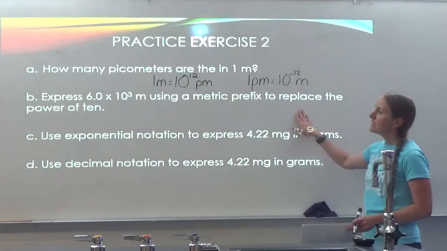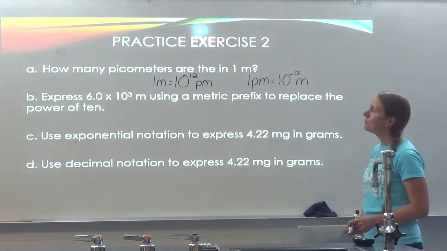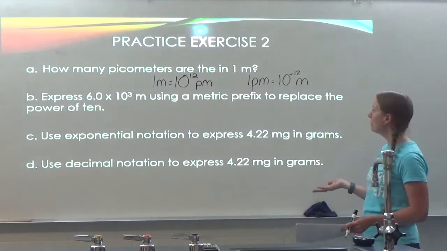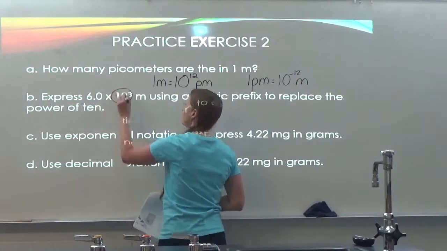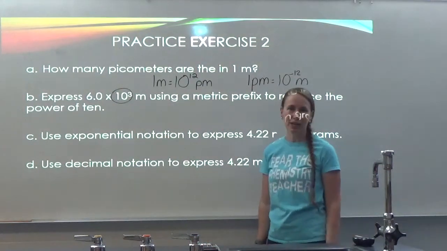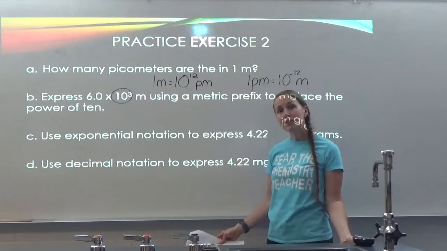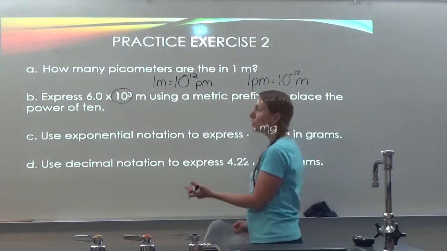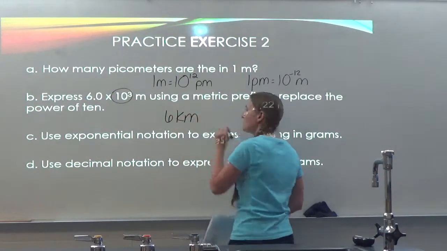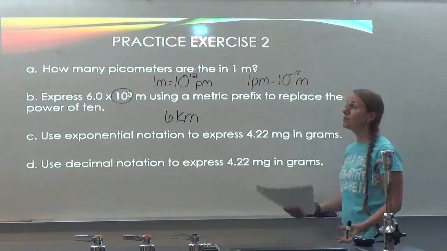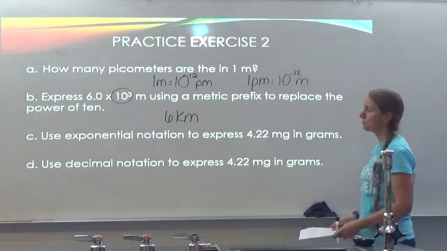It says express 6 times 10 to the 3 meters using a metric prefix to replace the power of 10. So what they're saying is we don't want to have to use the times 10 to the 3. If you look at your SI prefixes chart, the power for 10 to the 3rd is kilo. So instead we could say 6 kilometers instead of 6 times 10 to the 3 meters.